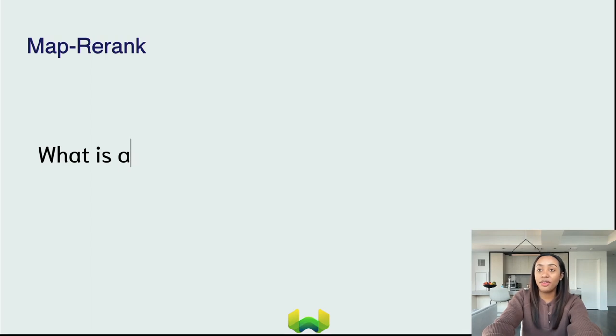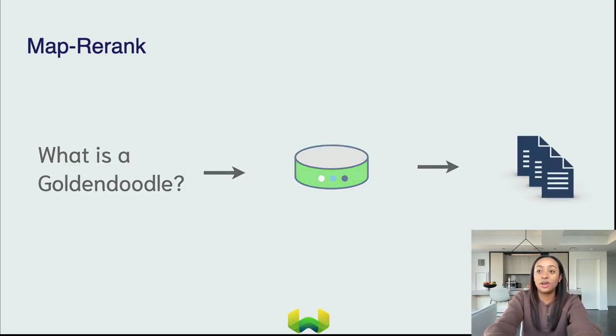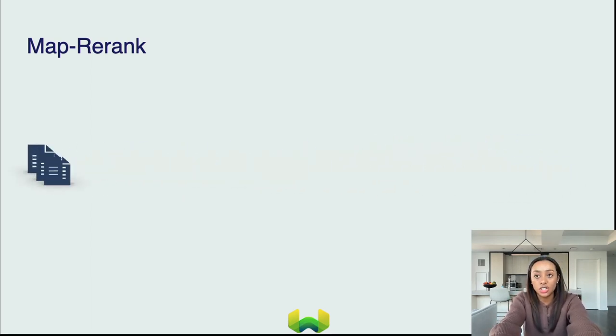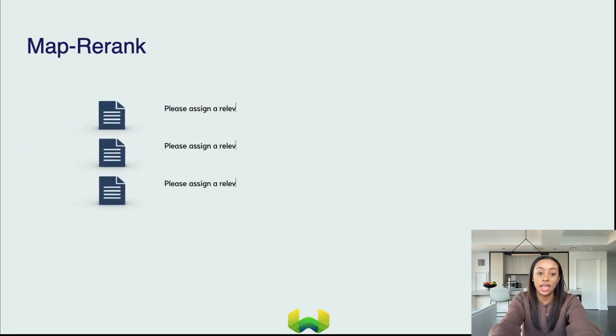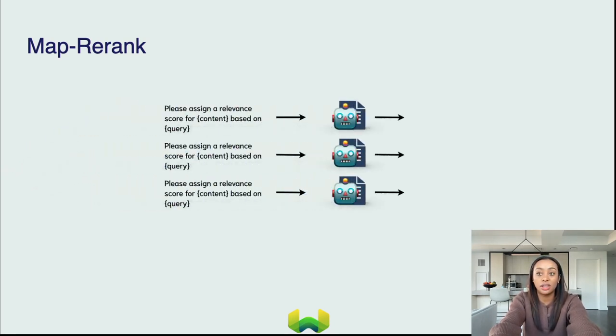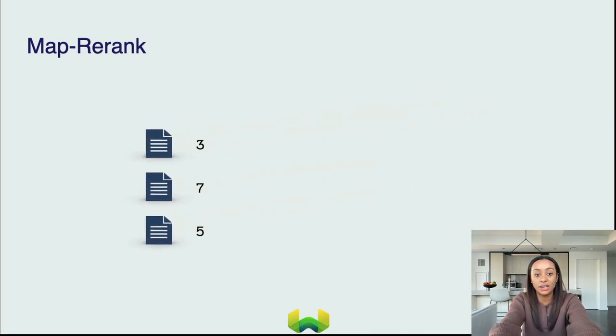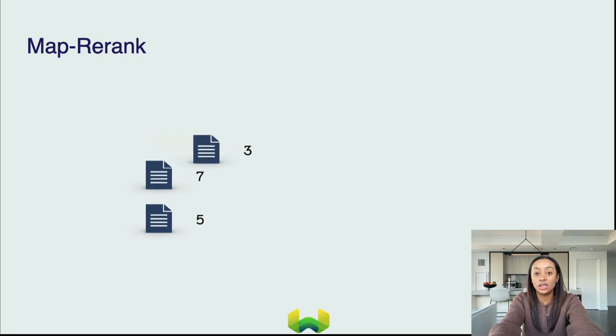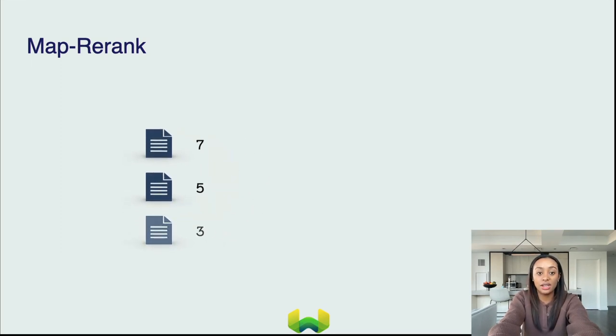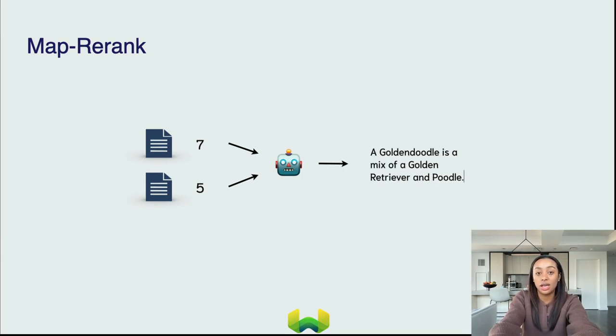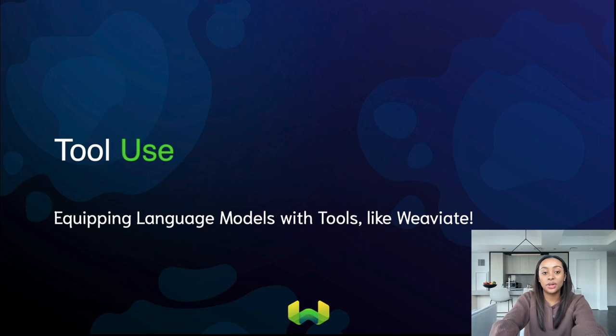All right, so map rerank is a method that involves running an initial prompt on each chunk of data, and from here it will assign a score based on the certainty of its answer. So here we have 3, 7, and 5, and now we're going to rank it. And then, similar to the stuffing method, we're going to put that into the large language model to output the response.